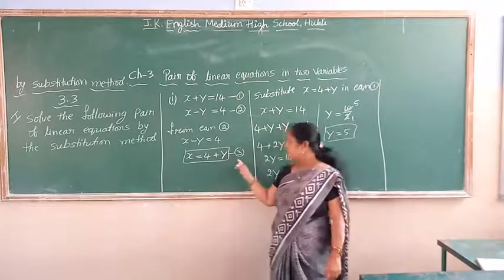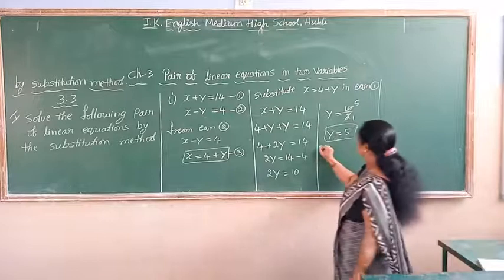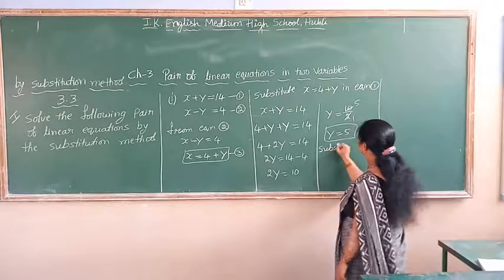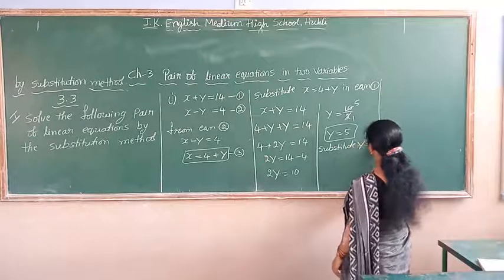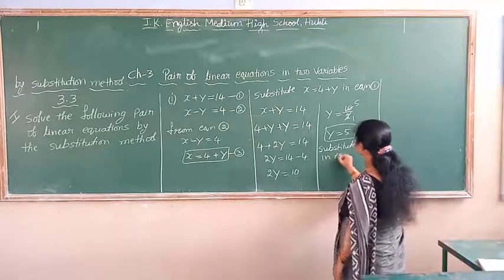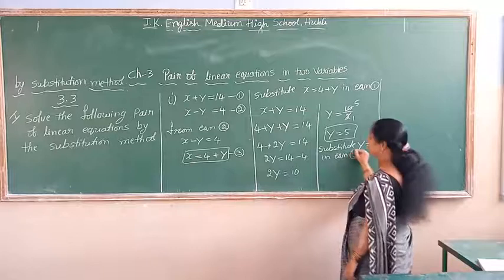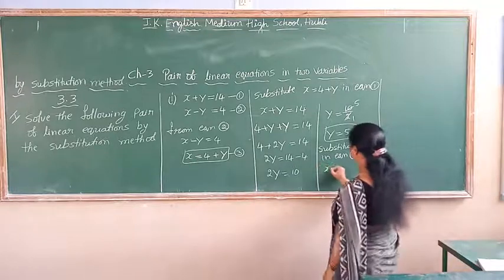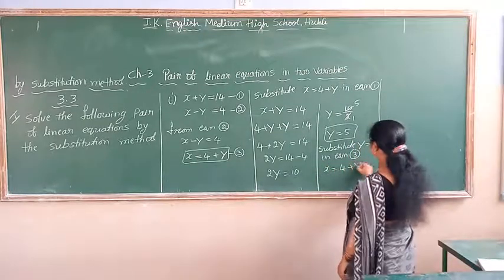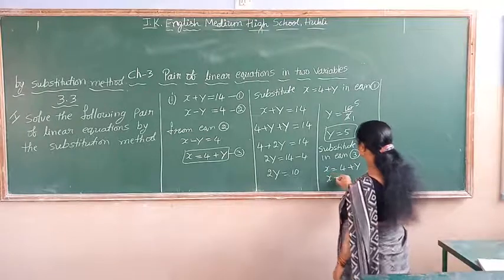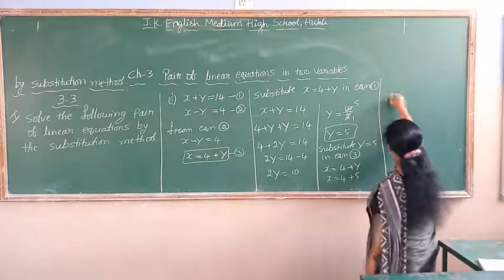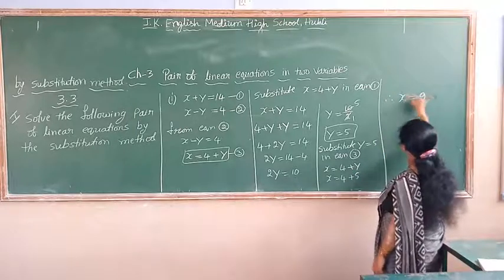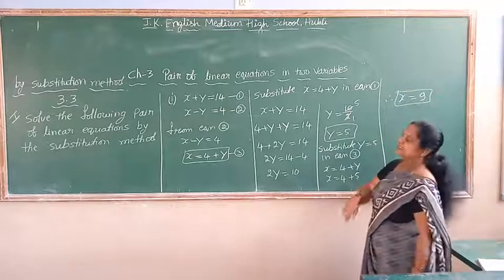So directly I am going to substitute y is equal to 5 in equation 3. Therefore x is equal to 4 plus y. So x is equal to 4 plus y, and the value of y is 5. So x is equal to 9. The value of x is 9.